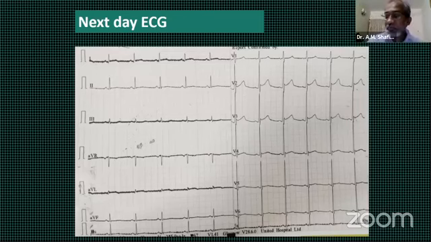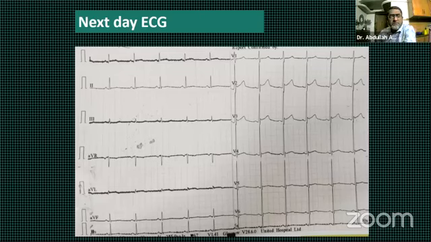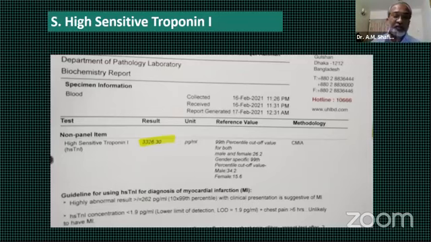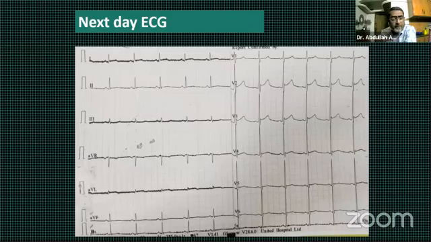And what was the echo finding on the first day? Echo findings were normal, and troponin was also elevated. Troponin was 3,000. Okay. Troponin 3,000.